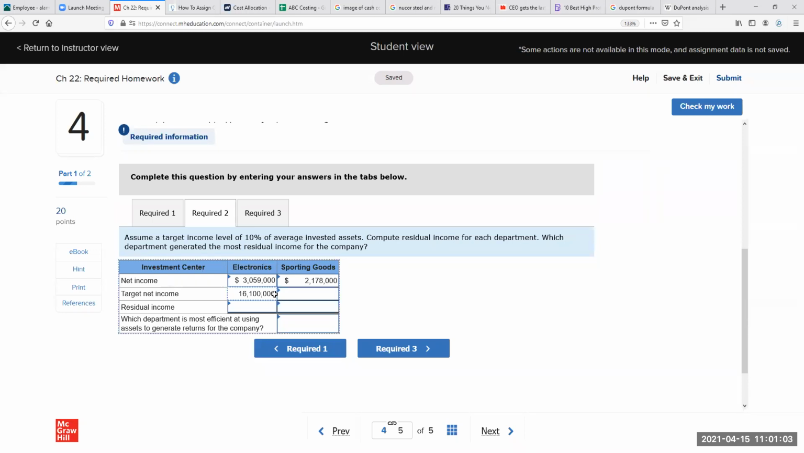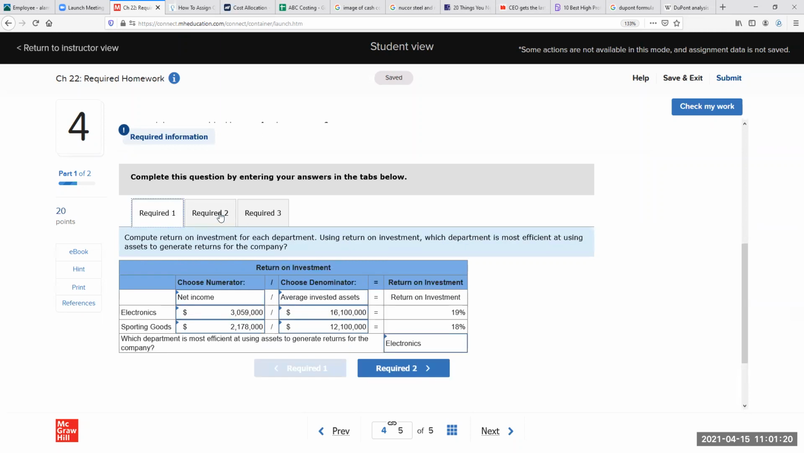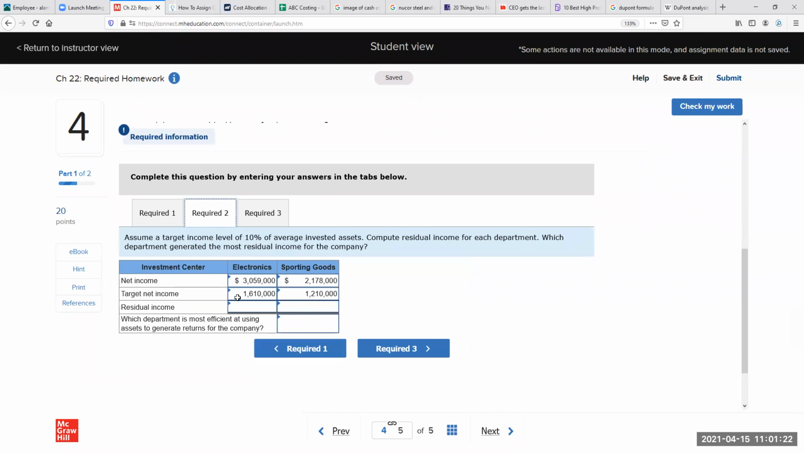I need to take away a 0. There you go. Now, is that the right numbers? 16.1 and 121. So now, because 10% of 16 million is 1.6 million, 10% of 12 million is 1.2 million. So now the residual is what you made above that. The residual is what you made above the hurdle.